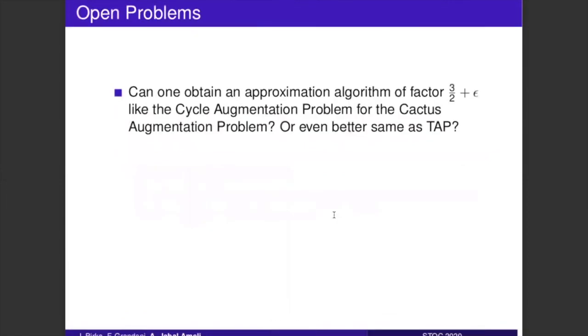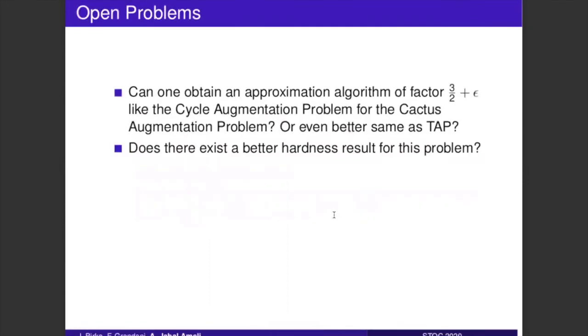Now the open problems. The first thing that comes to mind is: can one obtain an approximation algorithm for the cactus augmentation problem of factor 3/2 plus epsilon, same as what we did for the cycle augmentation problem? Or can we even do better, same as what was done for TAP? Another interesting question is whether it is possible to find a lower bound in terms of approximation factor for the cactus augmentation problem which is significantly higher than 1.